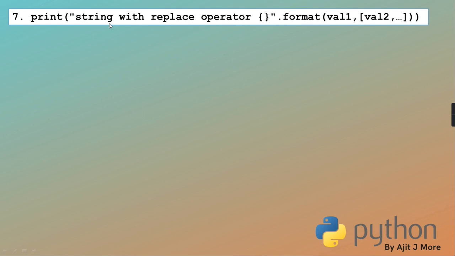Okay, and in this string what will come? This replacement operator, the brace bracket. Getting? So the replacement operator, brace bracket, is there. Now what format does is, wherever that brace bracket comes, there it will substitute.